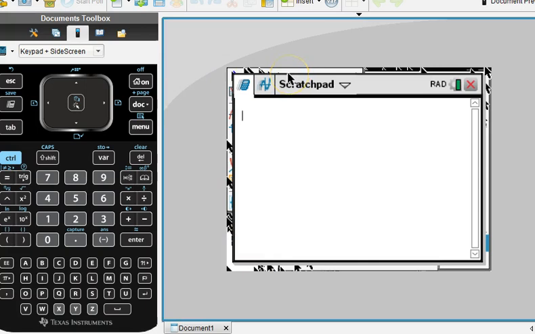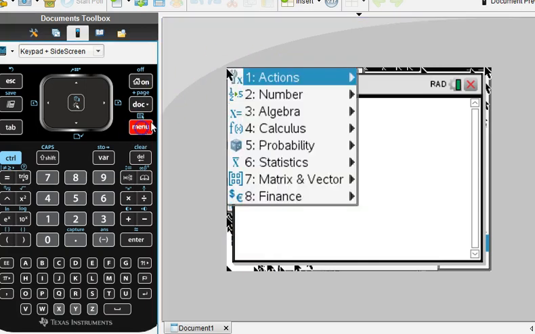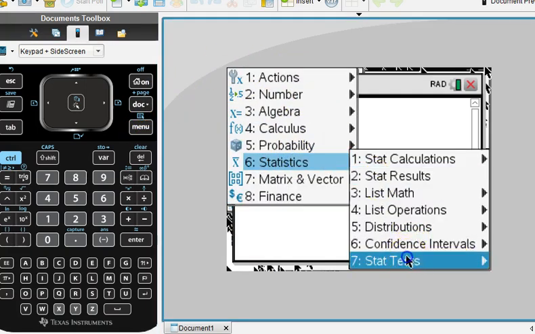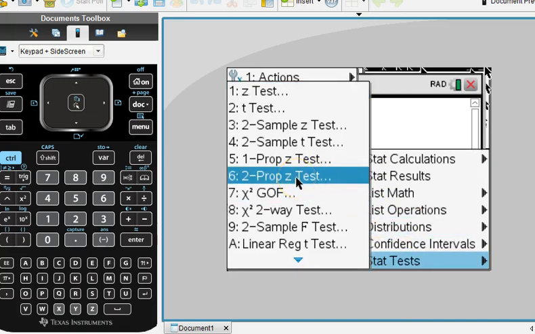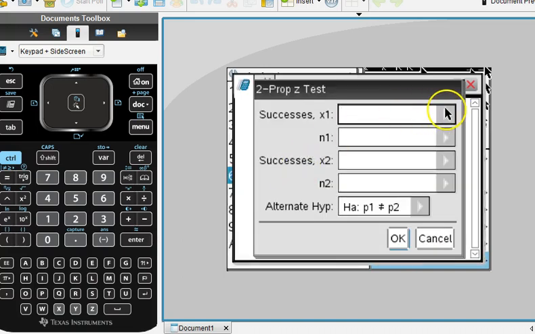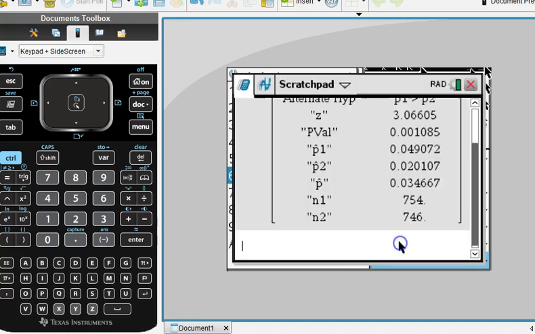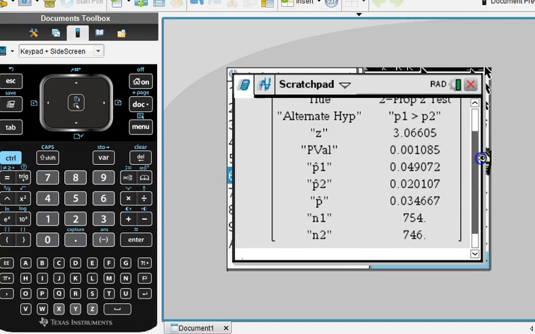So if I go to the menu, statistics, stat tests, and go to a 2-proportion z-test. This is a 2-proportion z-test. My number of successes was 37 out of 754 for the cardiopump and 15 out of 746 for the CPR, and I want a greater than test where the first one is greater than the second one. And then here are my values. So we'll go back and now talk about what all of these numbers mean.